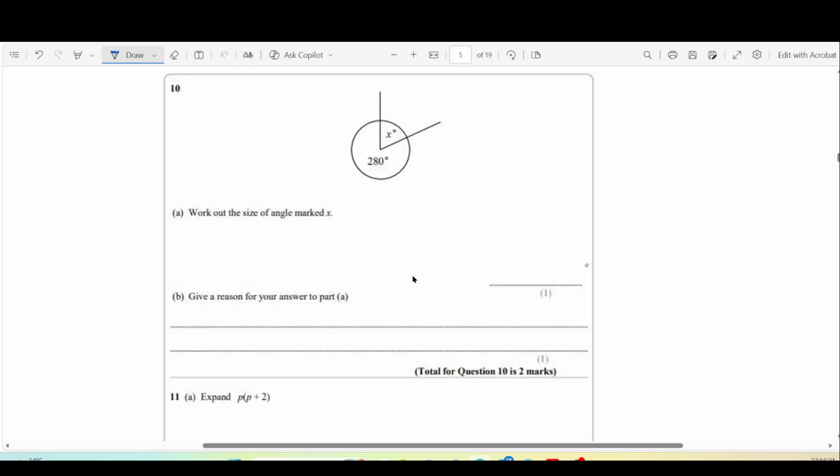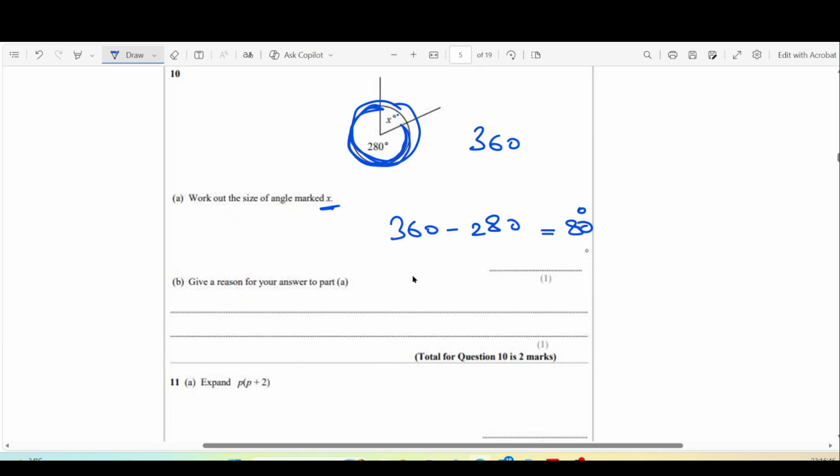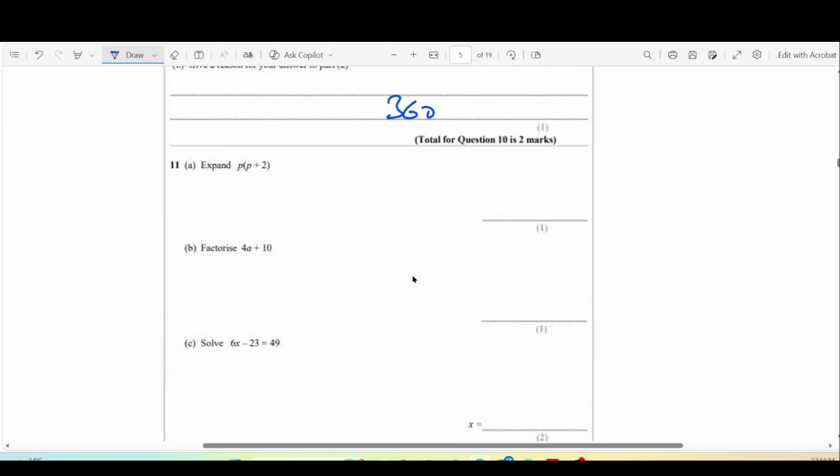Next is work out the size of this angle. So we know the complete angle value is 360. So this complete angle is 360. To find x, we can subtract this part from the total. So if I subtract 280 from 360, I will get 80, and x is 80. So 80 degrees. Give a reason for your answer. Angles around a point add up to 360. If you add 280 and 80, you will get 360. So you can just write angles around a point add up to 360.